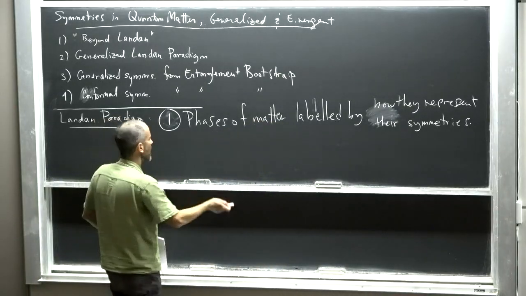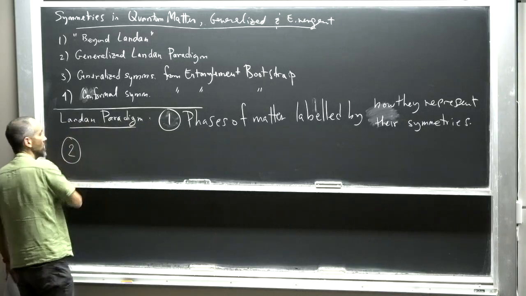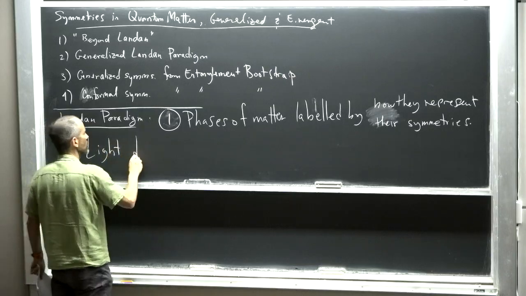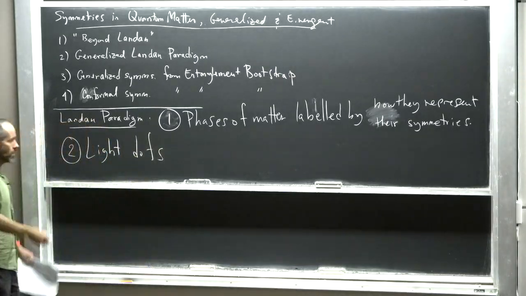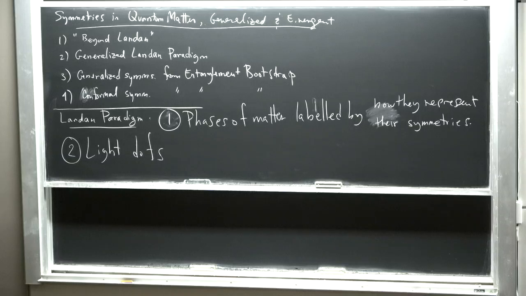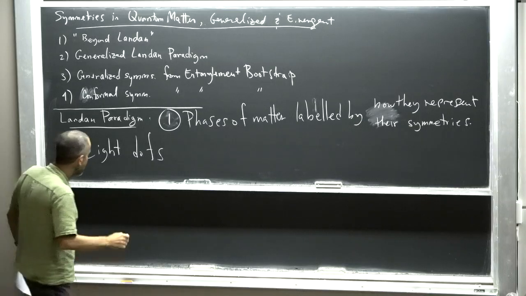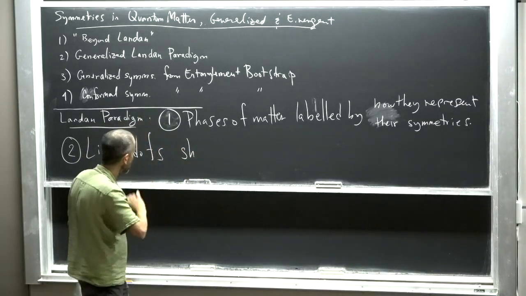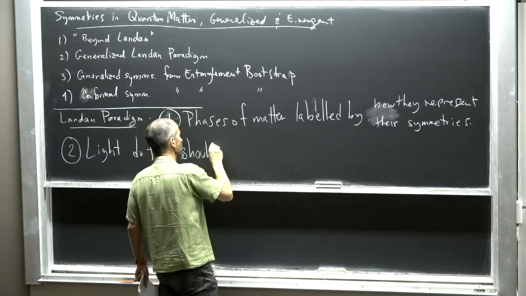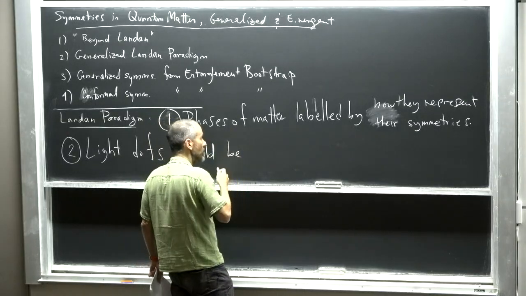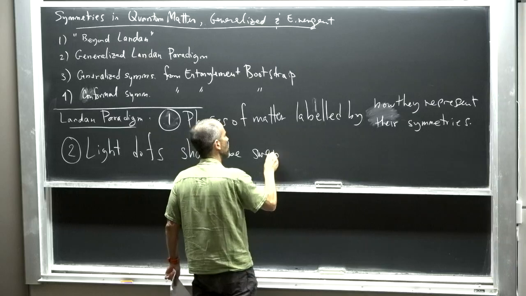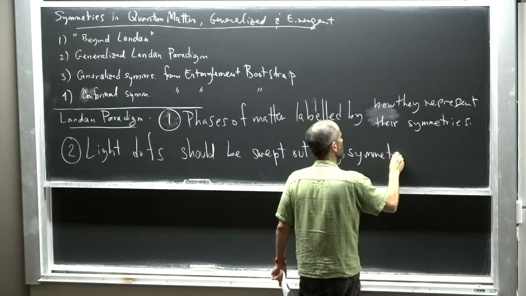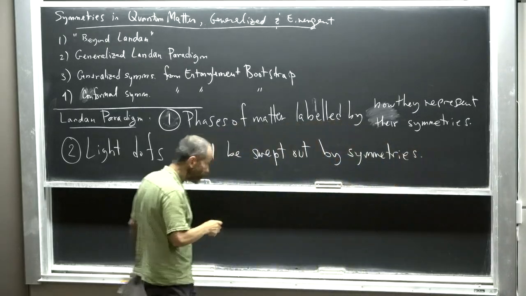A sort of second aspect of this, a second belief that comes along with this point of view, is that light degrees of freedom, so I mean degrees of freedom excitations whose energy is less than some, say, intrinsic microscopic mass scale, or degeneracy, if we have some degenerate ground states, should arise because of the symmetry. They should be swept out by symmetries. So that is, they should be something like Goldstone modes.